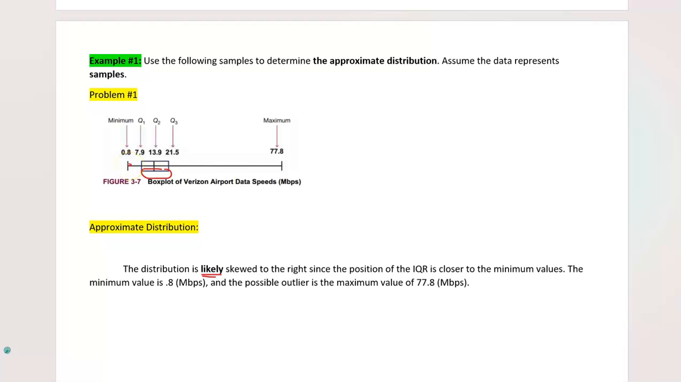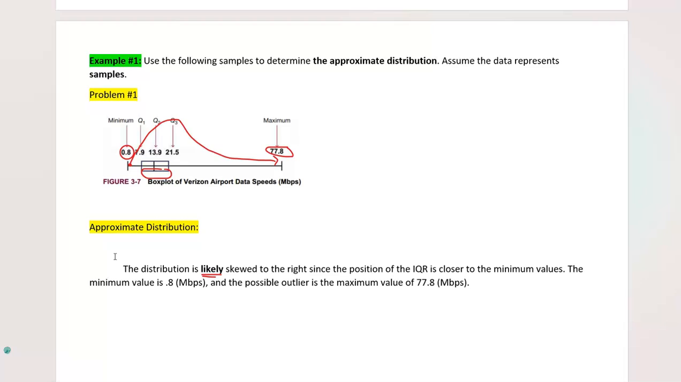So this is what it means if we were to create a sketch. The sketch is not needed, but this distribution will actually look like this. And then in your sentence, you're reporting the minimum value. And also in this situation, your possible outlier is going to be the actual maximum value of 77.8. Make sure that in all your sentences, you have some sort of a structure like this. You're always using likely or approximately. And in this case, it's skewed to the right since the IQR is near the minimum values. Okay, I'll give you guys a minute to copy that.